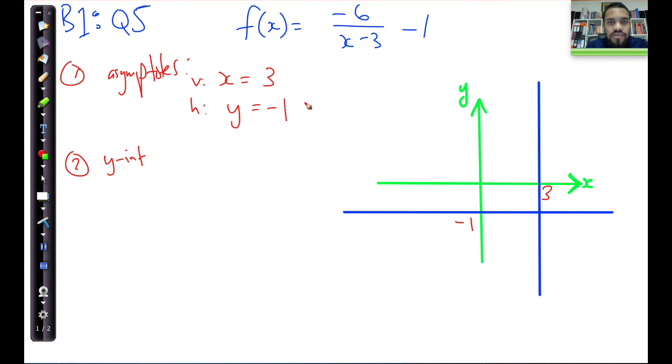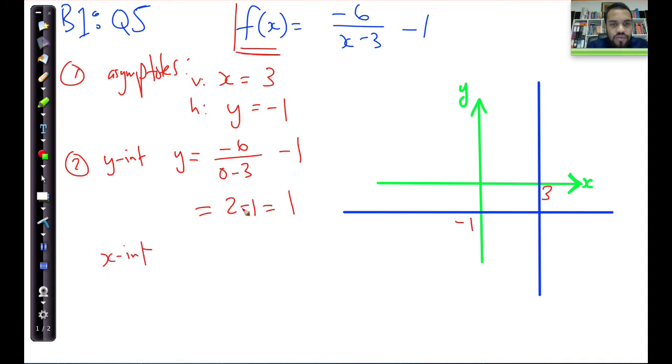The y-intercept is where we make x equal to 0. Remember, this here refers to our y; f of x is our y. So I'm going to make x equal to 0. I'm going to say y is equal to -6 over 0 minus 3, minus 1. So -6 over -3 is going to give us +2, minus 1, and 2 minus 1 is just 1. So the y-intercept is going to be at +1, which is roundabout there. Say that's 1. I'm using a very, very thin pen. That's +1. That's my y-intercept.